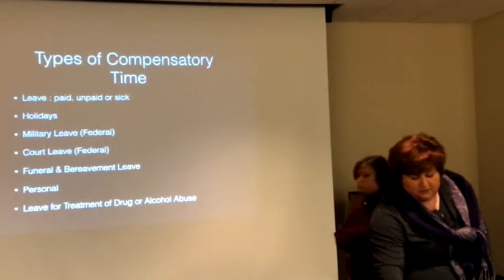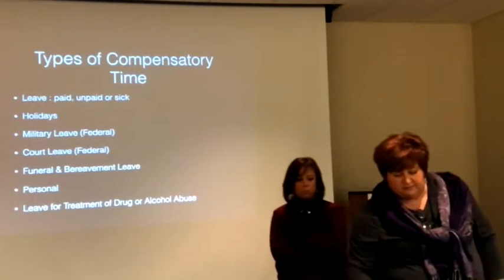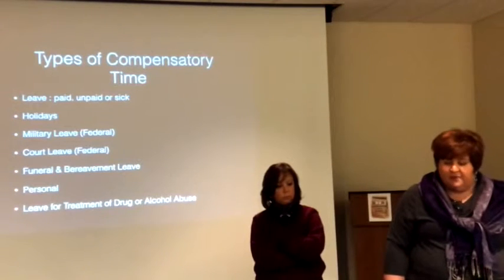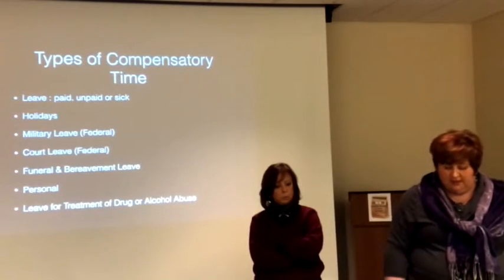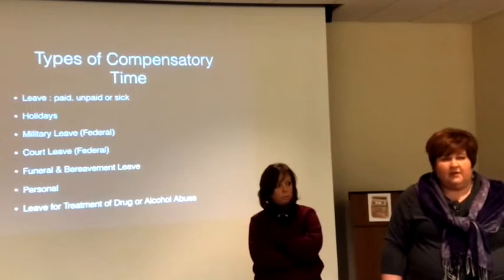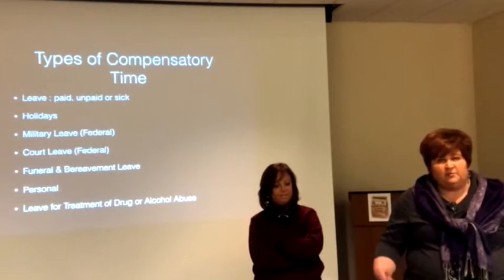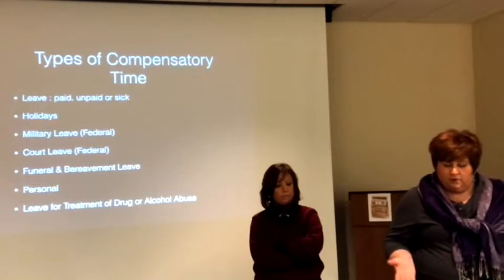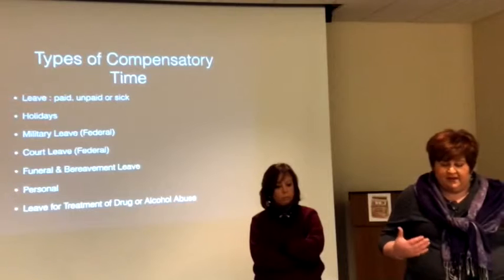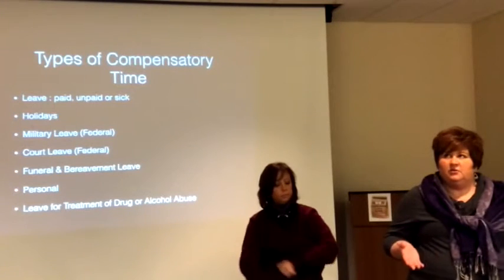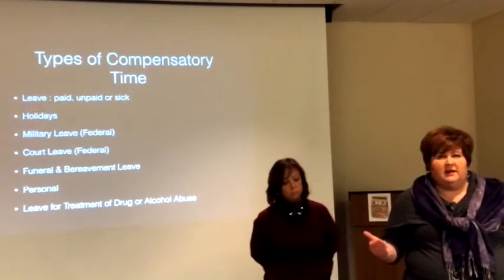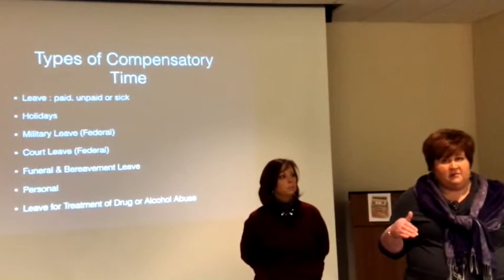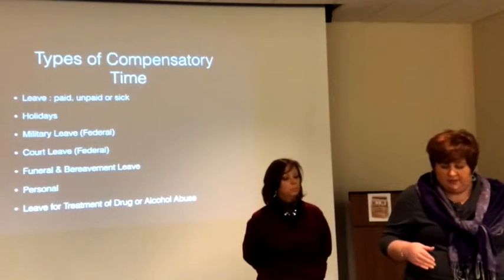Compensatory time with the town is definitely an important issue. Leave, whether it's paid, unpaid, or sick, you need to define that. You need to define your holiday schedule. If you observe certain holidays during the year that your employees are not expected to report for work, you want to have that. And I know at the town, every year, usually the last week of December, we send out a schedule of the state holidays for the employees that also denotes what the paydays are for the year and the holiday schedule.